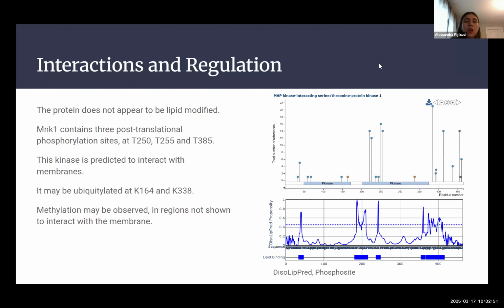For interactions and regulation, the protein does not appear to be lipid modified. There are 3 key post-translational sites contained at threonine 250, 255, and 385. These are done by the P38 MAP kinase as well as ERK, and they're required for activation of the kinase domain. Looking at the lollipop plot, you can see that there's 2 ubiquitination sites as well as 2 methylation sites shown in gray. However, these are not in regions where the protein is predicted to possibly interact with membranes. However, there are other regions where the protein may interact with membranes.